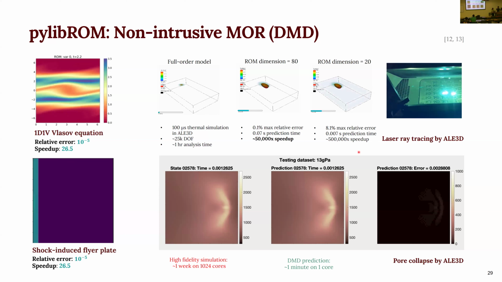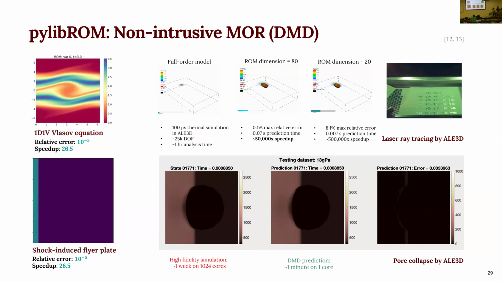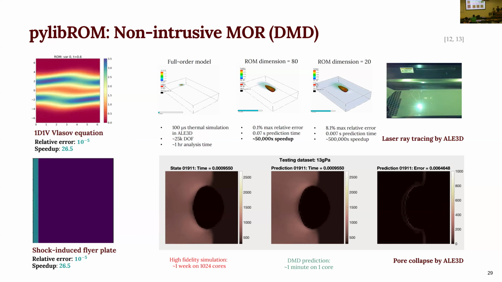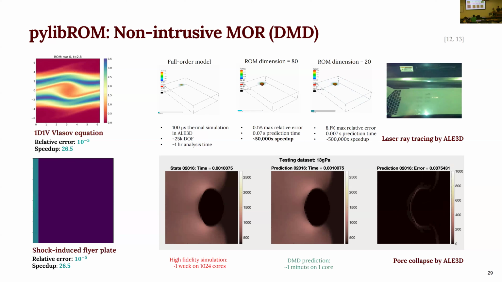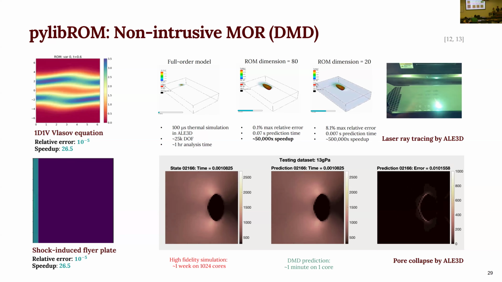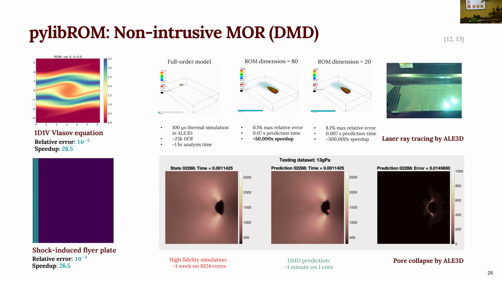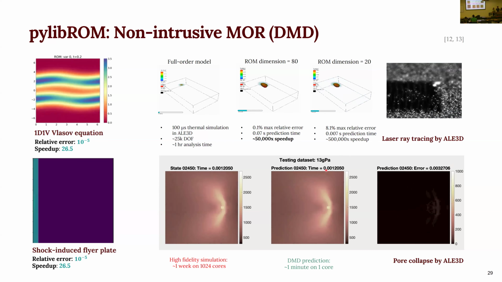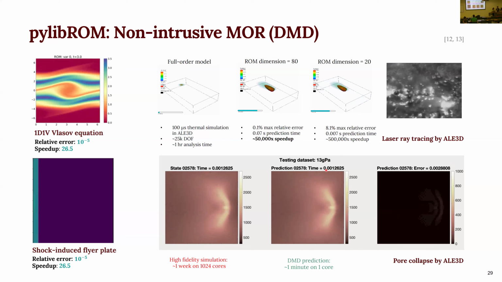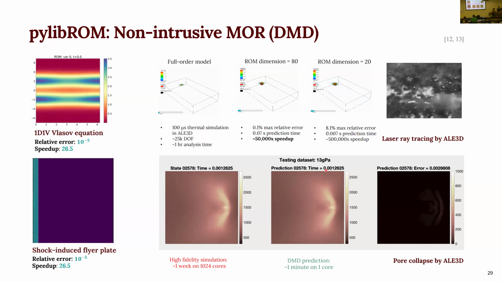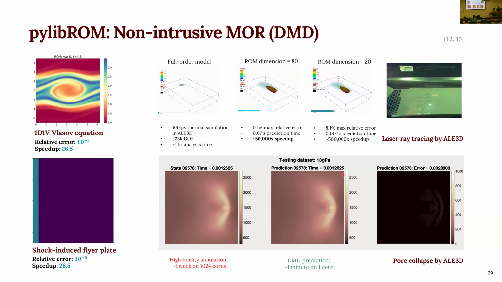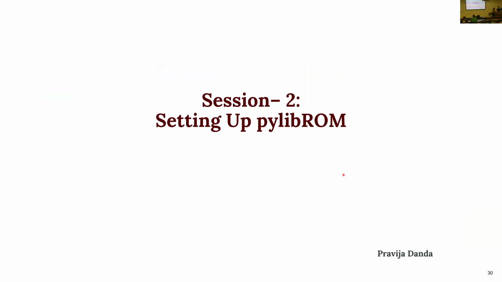Another application is the pore collapse simulation by ALE3D, which takes up to 1 week on 1,000 cores to finish at each applied shock pressure. With DMD, this simulation can be reduced to within 1 minute on a single core with only 0.3% relative error. So now let's move on to session 2, and Pravija is going to talk about how to set up pylibROM.